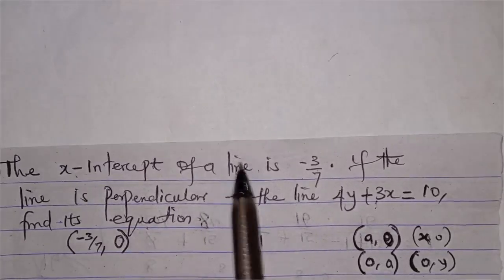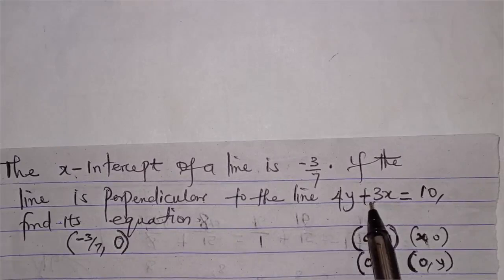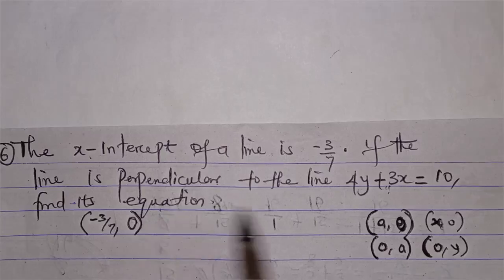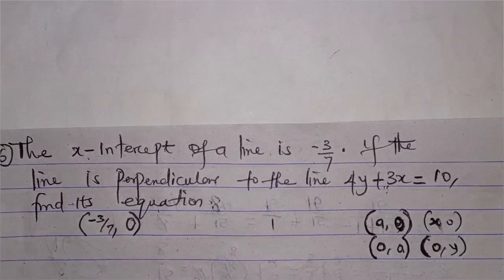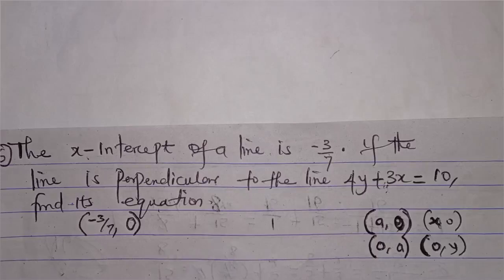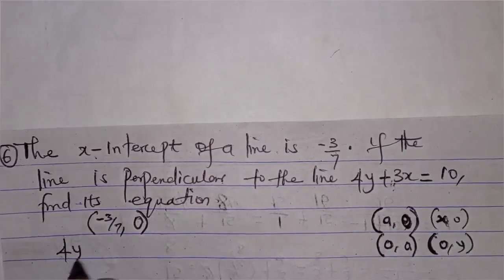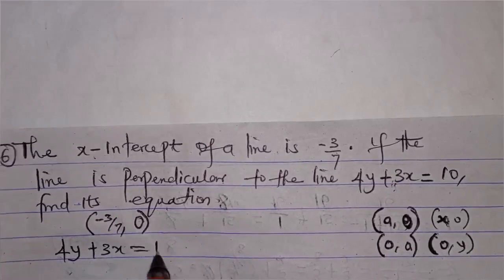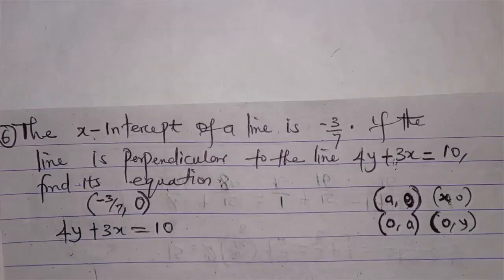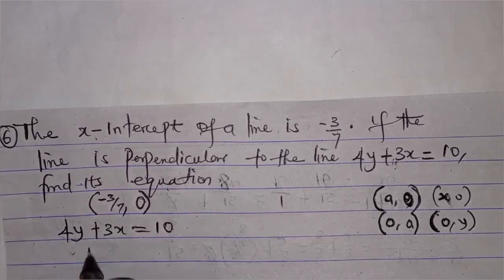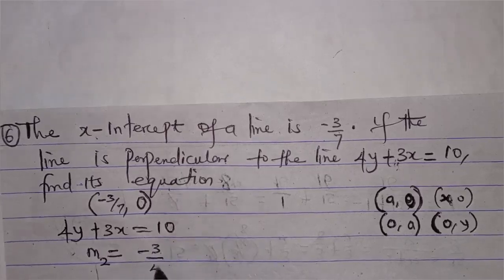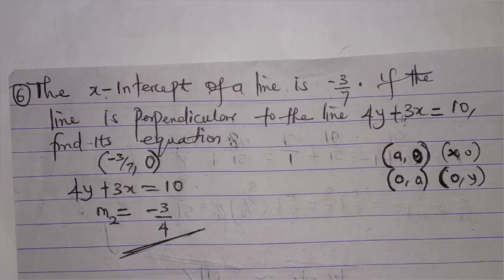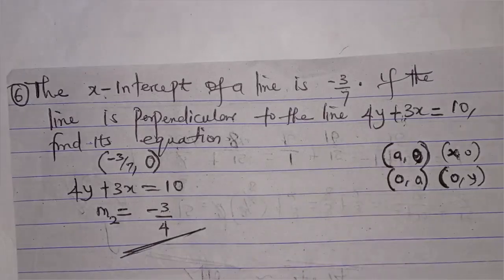So this line is perpendicular to this line. So by that, it means that the product of the gradients of these two lines is equal to minus 1. So what will be the gradient of this line? The line says 4y plus 3x equal to 10. I want to go straight to determine the gradient. I can say that the gradient of this line, let me call it m2, is equal to minus 3 over 4. Verified. The gradient of this second line is minus 3 over 4.